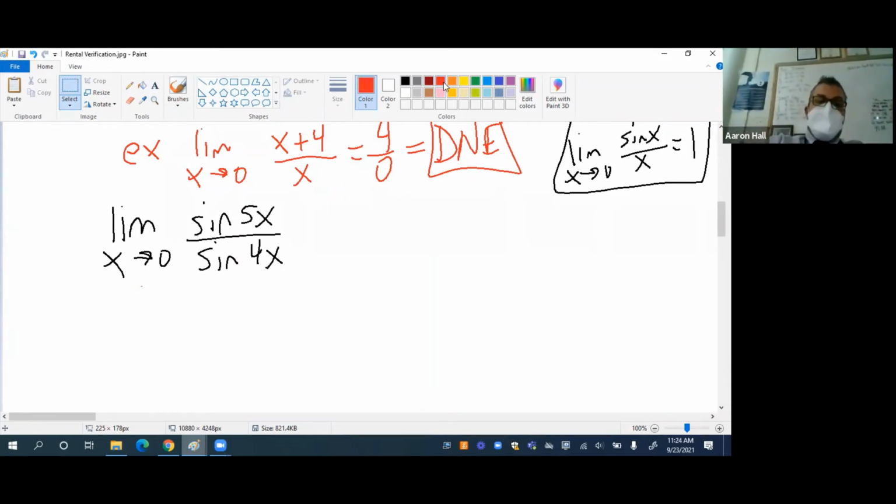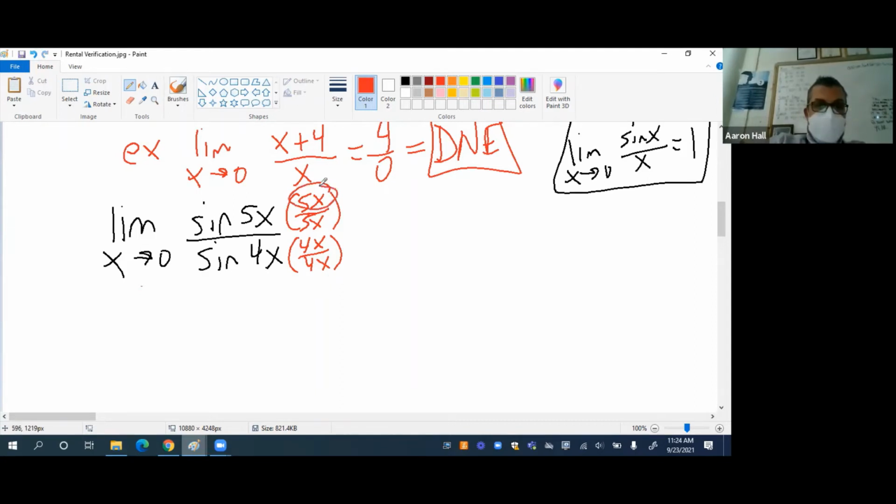Times the top by 5x over 5x. I'm going to multiply this one here by 5x over 5x, that's just 1. And I'm going to multiply down here by 4x over 4x. That's just 1 over 1, which is just 1. So that's not violating any rules of math. Okay, now what?